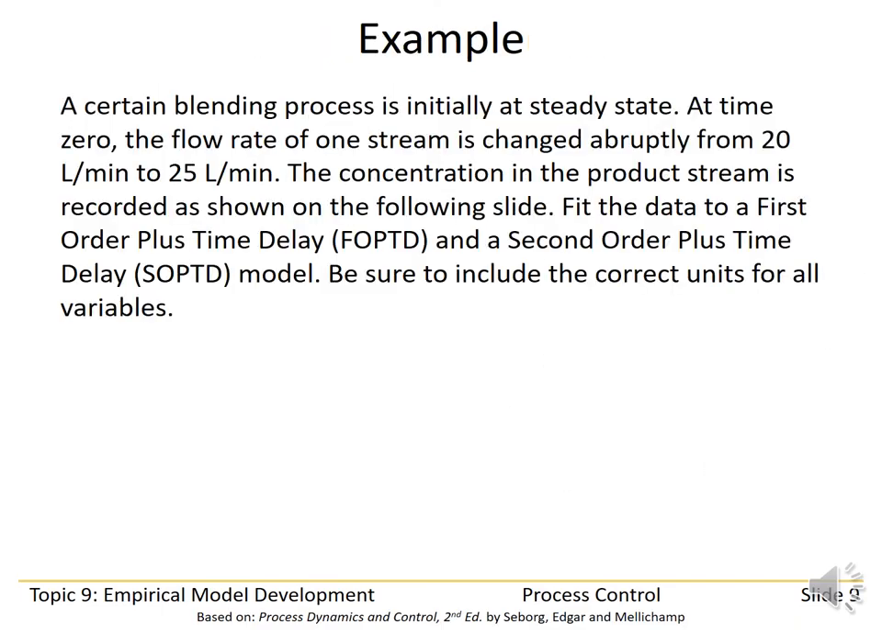Okay, as an example of using these methods, suppose a certain blending process is initially at steady state. At time 0, the flow rate of one stream in the blending process is changed abruptly from 20 liters per minute to 25 liters per minute. Concentration in the product stream is recorded as shown on the following slide, and you are asked to fit the data to a first order plus time delay and second order plus time delay model. And you're reminded to include correct units for all variables.